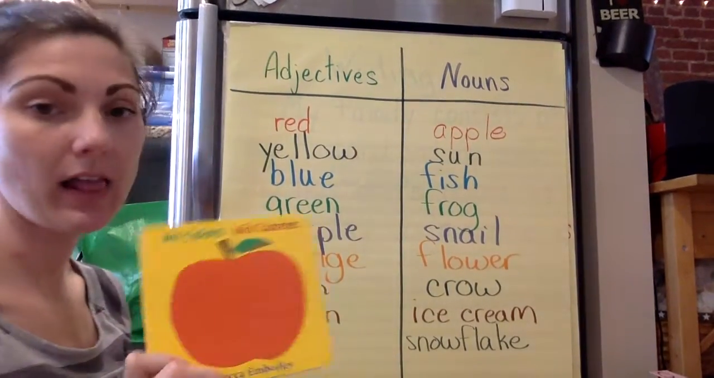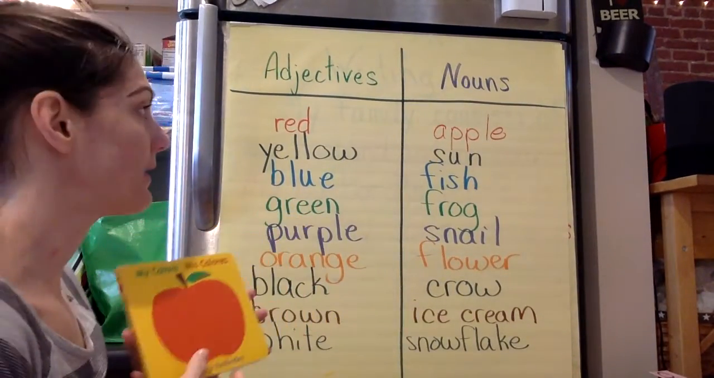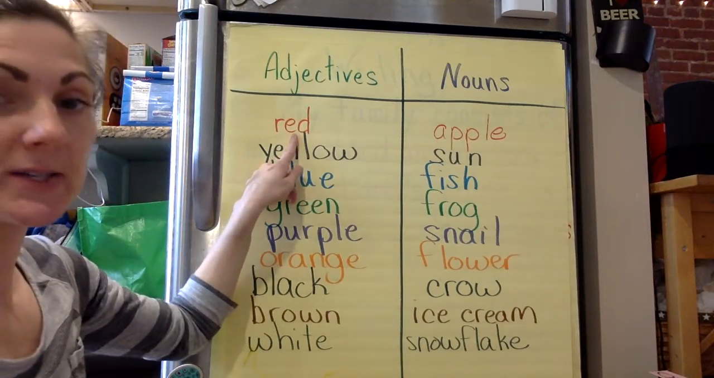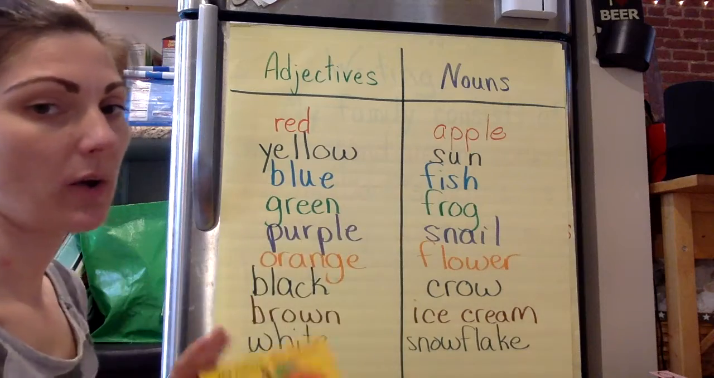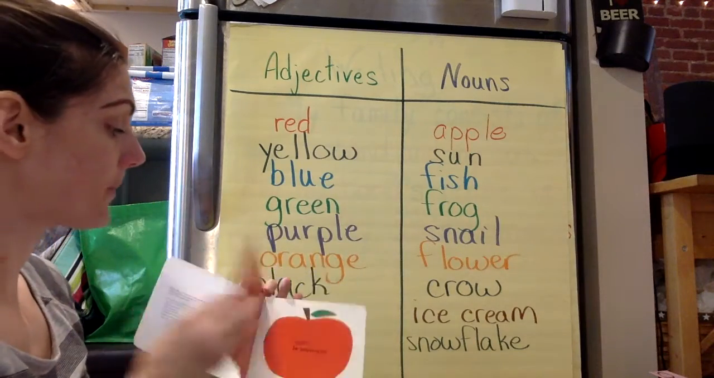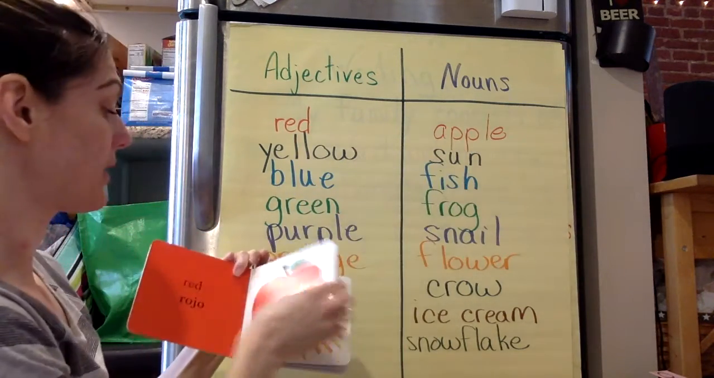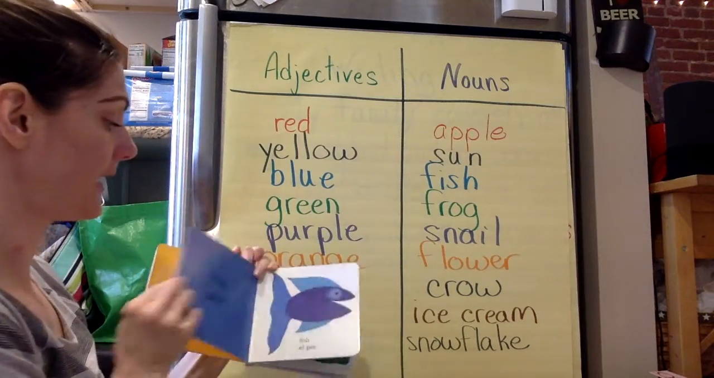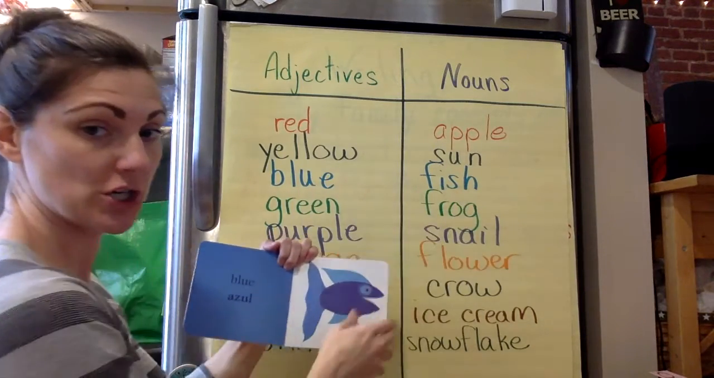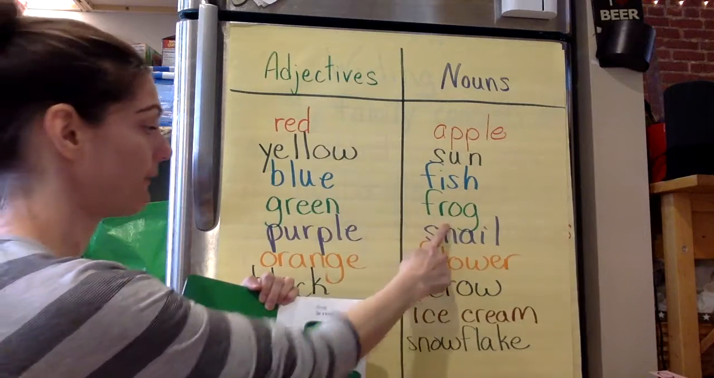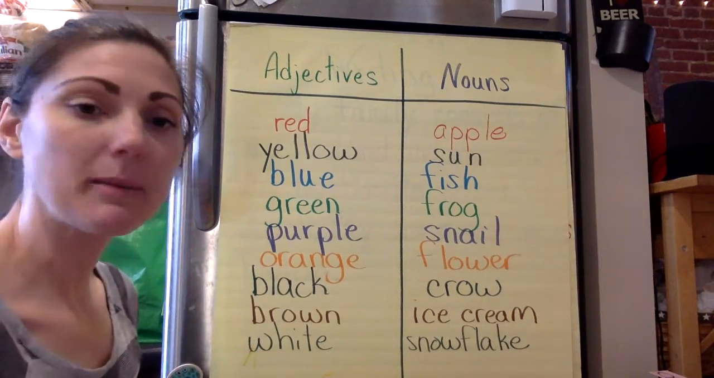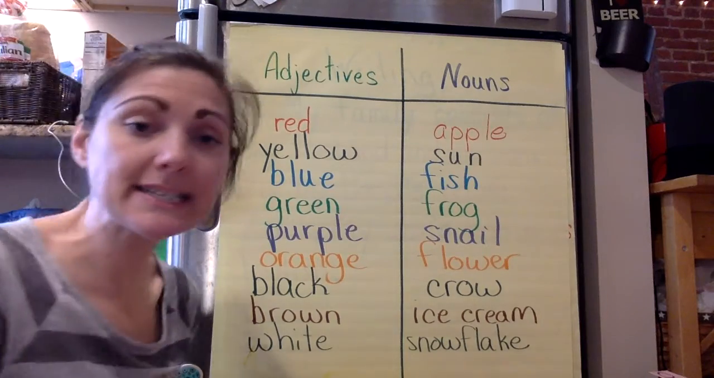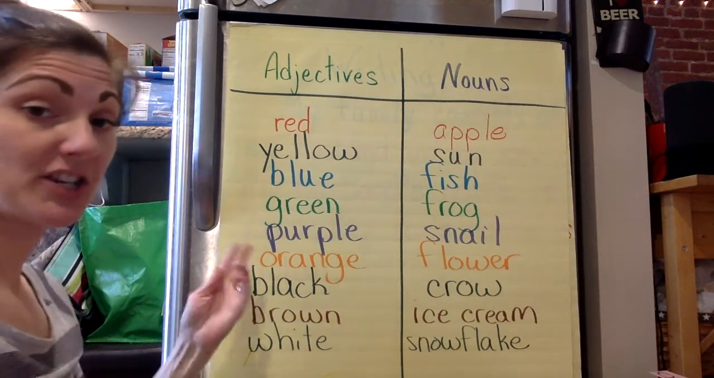where we read My Colors, or Mis Colores, and we focused on adjectives that describe and the noun that they are describing. So in the book, we had a red apple, we had a yellow sun, blue fish, green frog, and so on. And we made this chart. And then I said, maybe have your child try to write some sentences using adjectives and nouns.